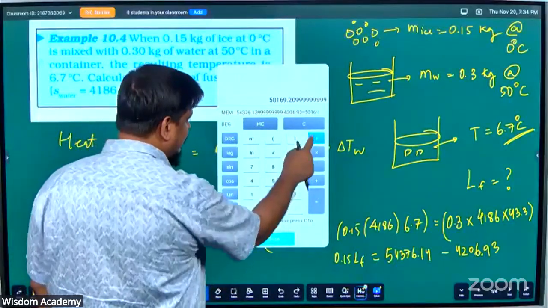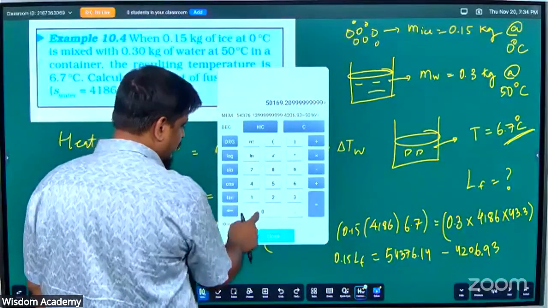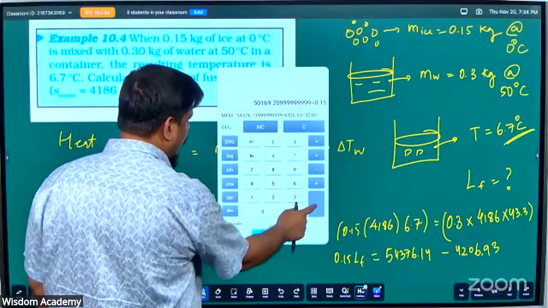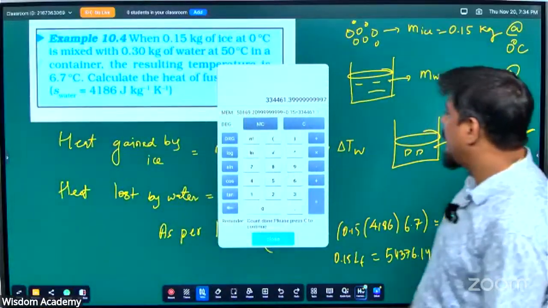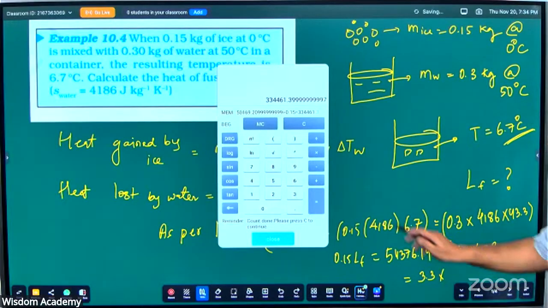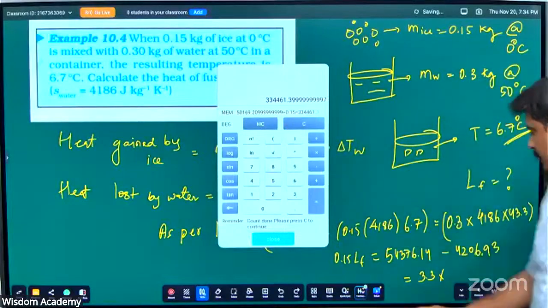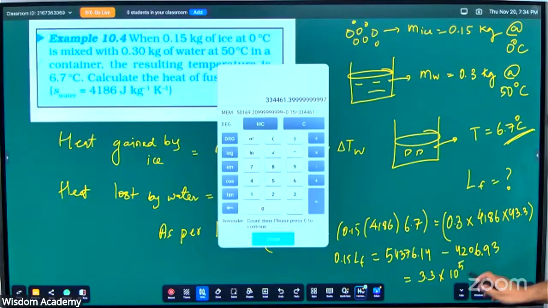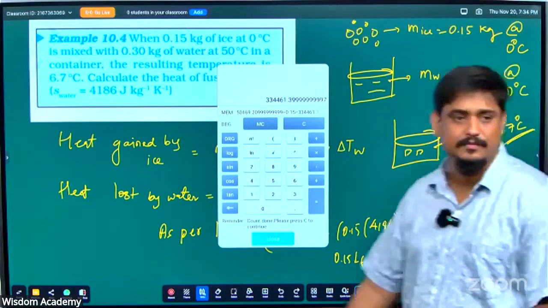I will divide this by 0.15. I am going to get 334461.4, approximately 3.3 times 10 power 5. Obviously, joule per kg. Got it?